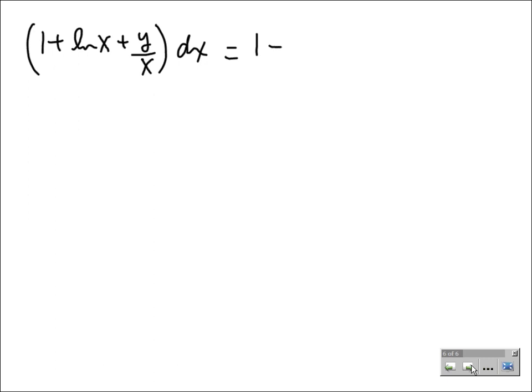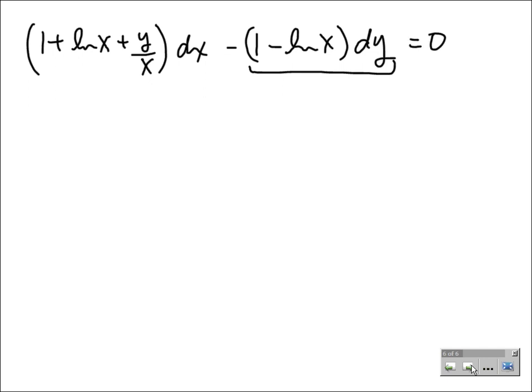Always more. Suppose you have 1 plus ln of x plus y over x times dx. This is equal to 1 minus ln of x dy. Now this is not in standard form. If I bring this to the other side, it'll just become minus that, and it now equals 0. So if I bring everything from the right side over to the left side, the right side is 0.